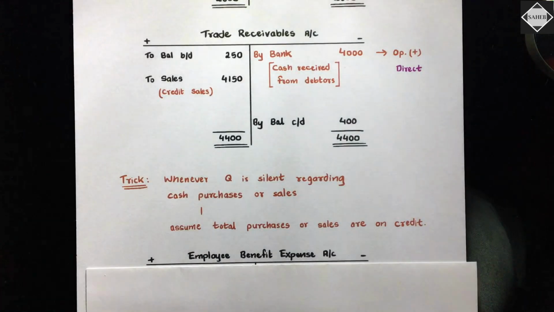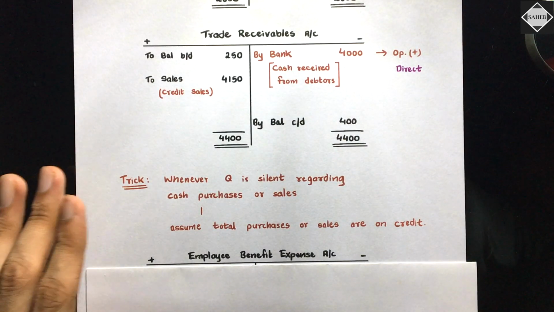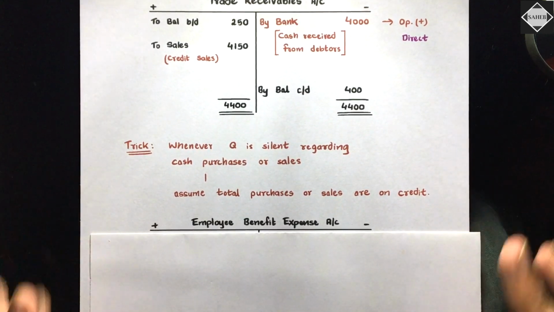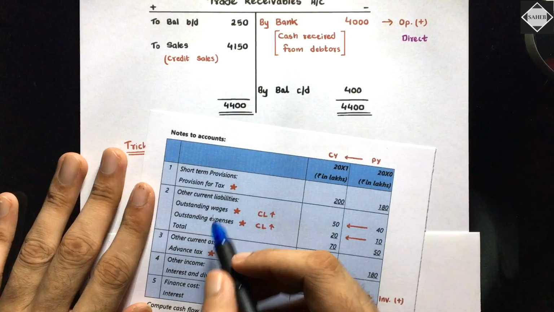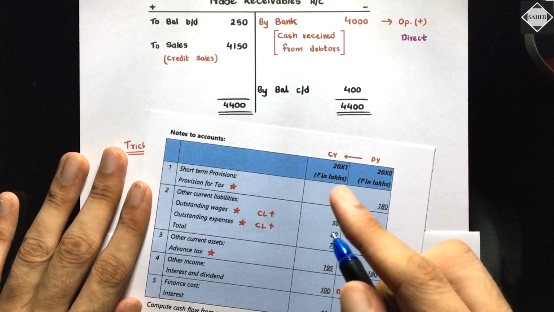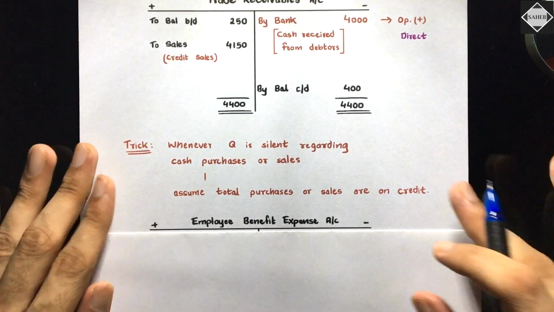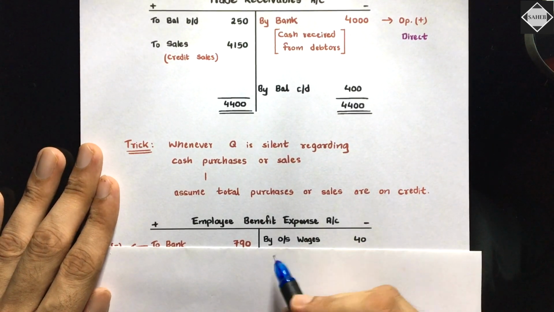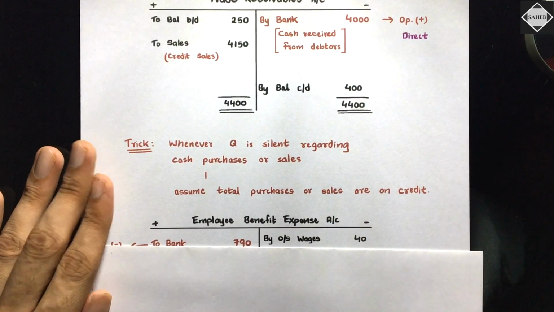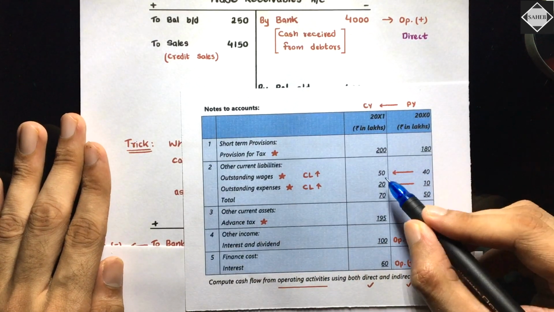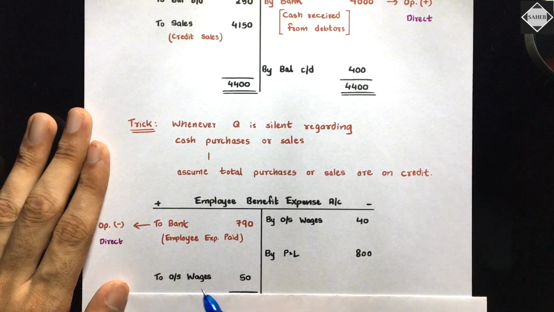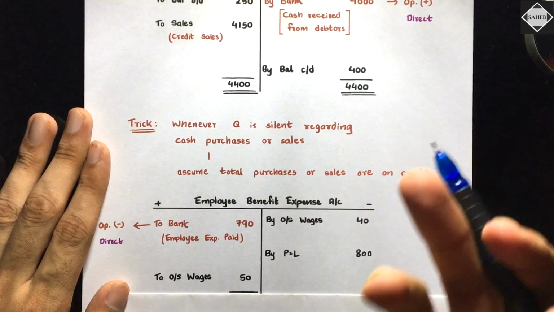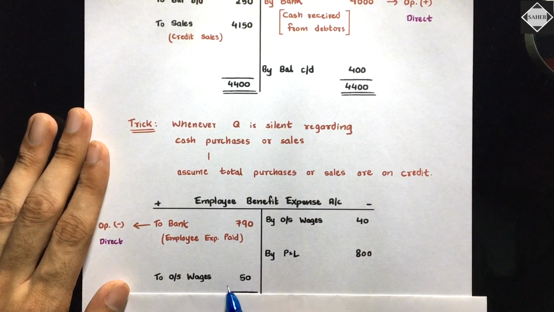So see here, employee benefit expense. It's an expense account which has a debit balance. But understand what we are taking here: the outstanding account which is related to that. Outstanding wages has a credit balance. So that balance will come on the credit side. By outstanding wages, the opening balance, which is 40, and closing balance is 50. So see, by outstanding wages, to outstanding wages. Outstanding wages is a current liability, no? It has a credit balance. So opening balance on the credit side, closing balance on the debit side.